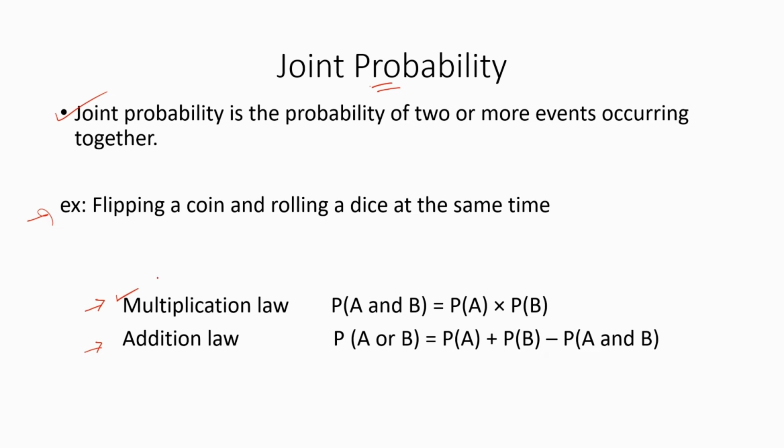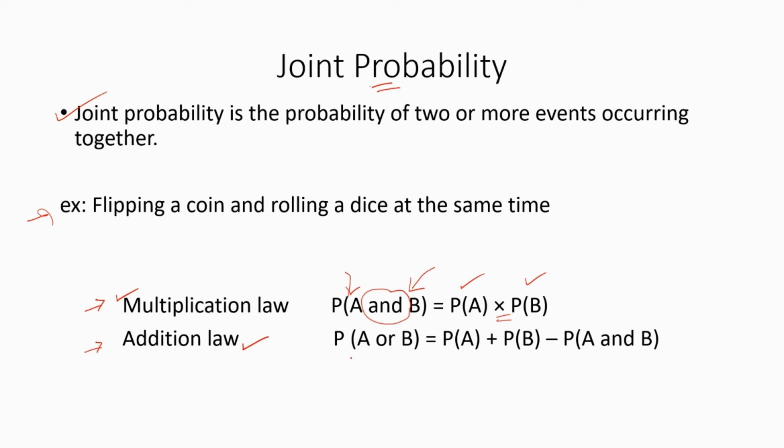The multiplication law is where two or more events are happening at the same time and we are considering the term "and", which means the probability of event A occurring and event B occurring at the same time. We can determine this probability by multiplying each individual probability together: probability A multiplied by probability B. This is the multiplication law. We are multiplying the probabilities.